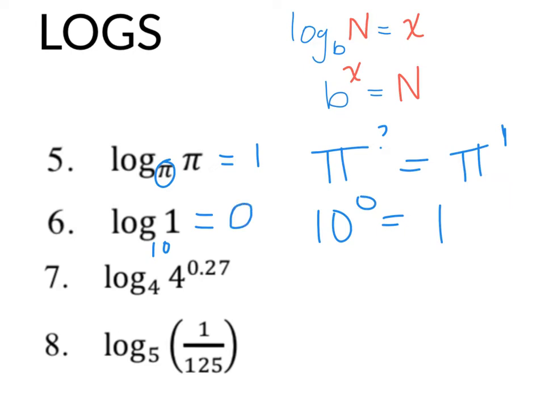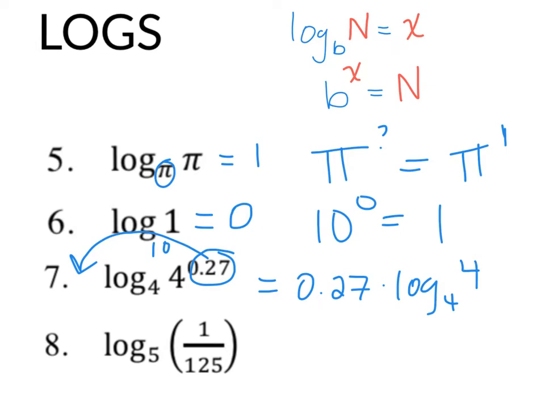Now, this is a fun one. This one was a little bit tougher before we learned log properties, but now that we know log properties, we can actually take this number and put it out in front. That makes it a lot easier to think about. That means it's 0.27 times log base 4 of 4. Now, a cool way to think of this is just this is times that, right? And you can find out what this number inside here is. 4 to the what equals 4? Well, 4 to the 1 equals 4. So this whole thing just becomes 1. And so 0.27 times 1 is literally 0.27.